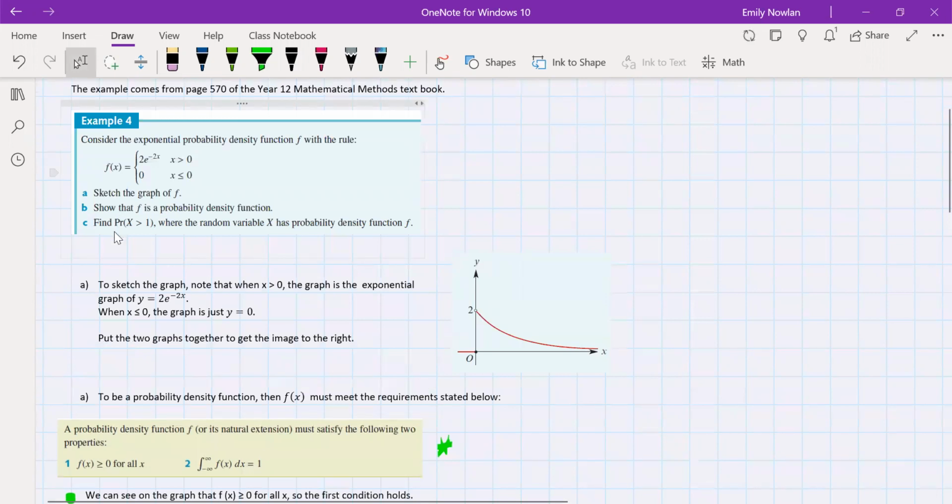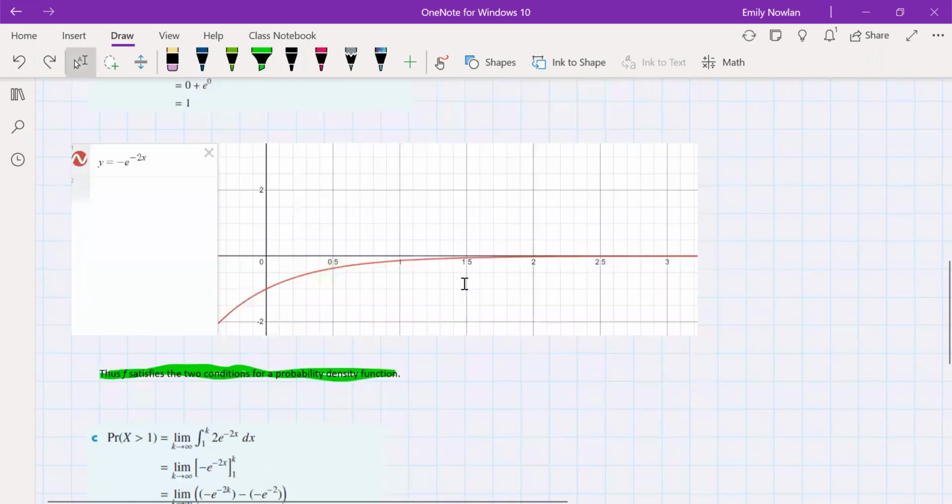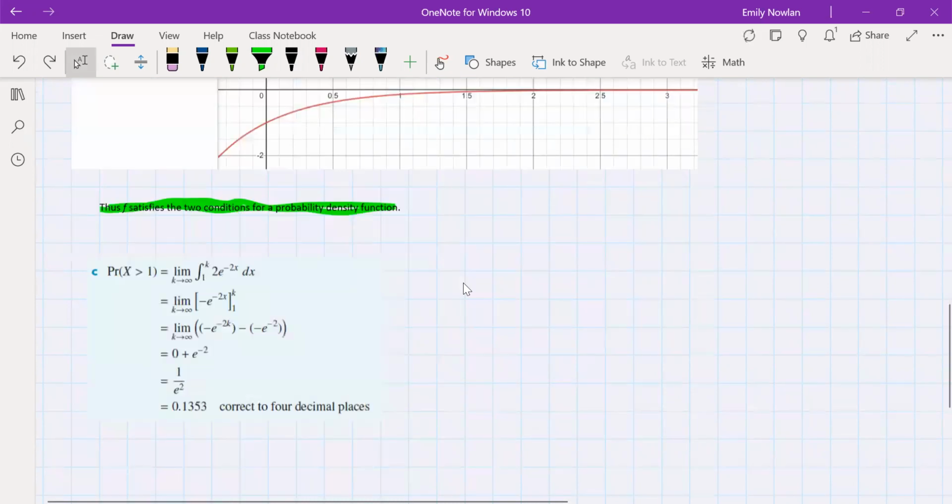Question C, up here now we want to do, find the probability of x is greater than 1. X is greater than 1. Okay, so let's go down and do this. It's another integration question. Okay, here we go, x is greater than 1. Again, there's no limit to the top, or the limit is infinity, it goes on forever, so we have to put in the limit notation there.